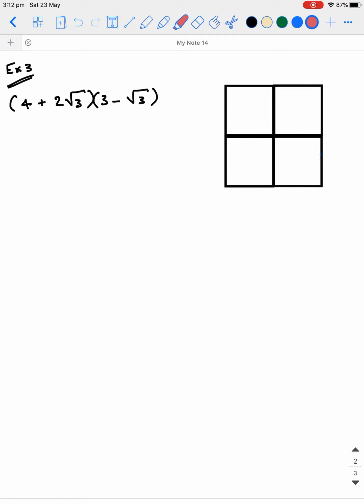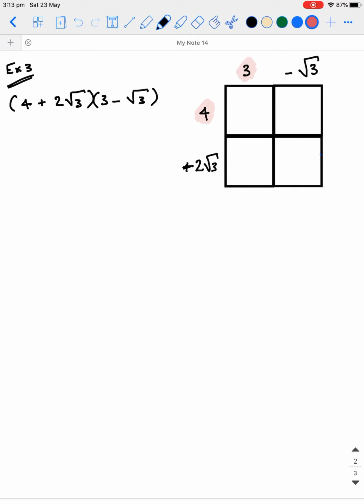Now this time our grid has to have another 2 rows, and that becomes nice and clear when you start to write out the terms that you're multiplying by. So the first bracket is 4, add on 2 root 3, and you're multiplying that by 3, take away the root of 3. Now the fact that you've got a negative term there means you should err on the side of caution when expanding your bracket out. Now what I would like to do initially is take the 4 and multiply by 3.